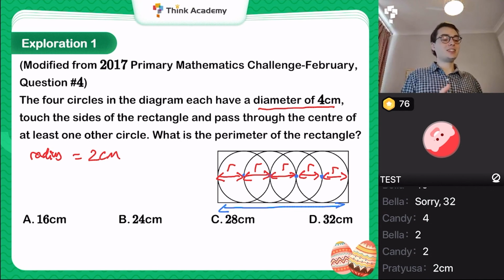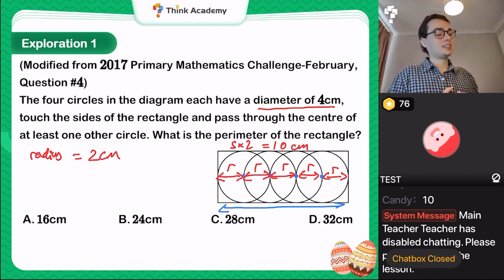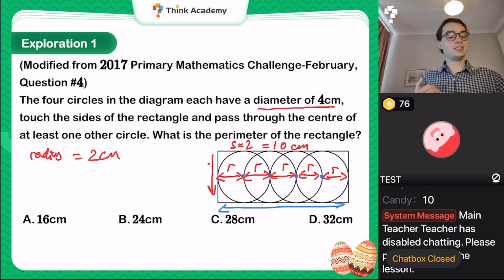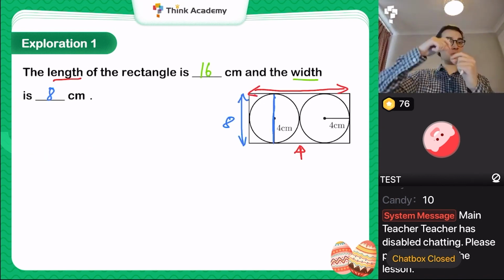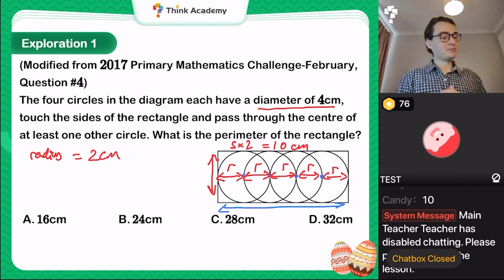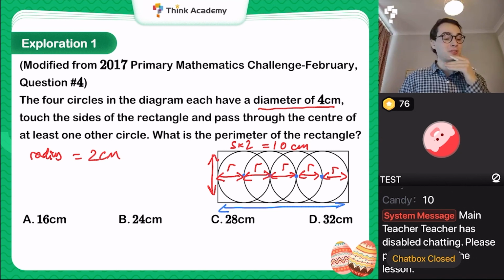Okay, and we can see that the full length of this rectangle, all the way along it from left to right, is made up of five lots of the radius. Okay, so we're going to get 5 times 2, 10 centimeters is the length. And then we just need the height, and then we can find the perimeter. Okay, so the height is going to be very similar to the last question. It's going to be 1 diameter of the circle. So perhaps I'll leave you guys to make sure you know what the height is for yourselves.